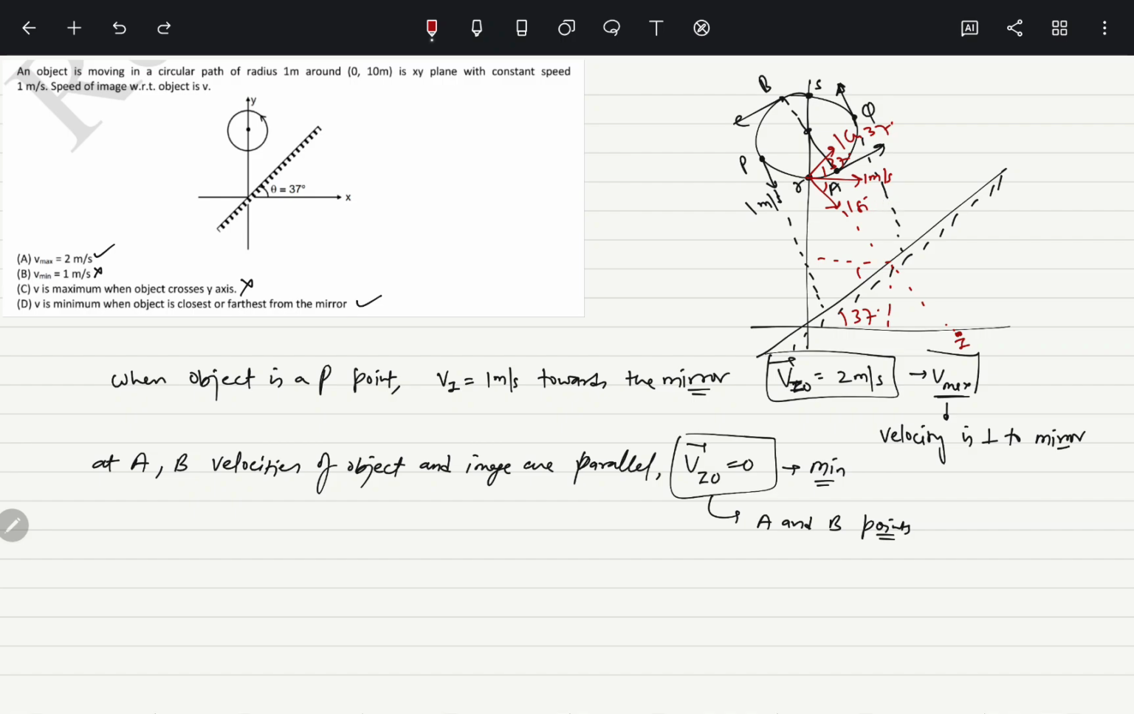I'll draw the diagram separately because it will be mixing up. So if you see point R, one velocity is this one, the resultant of 1 meter per second, and this is the perpendicular one. This angle is 37, so this will be 1 cos 37, which is 4 by 5, and this will be 1 sin 37, which is 3 by 5. In the same way, you can calculate the velocity of the image, one component perpendicular to the mirror and one parallel to the mirror, and then calculate the resultant. That will also come as 1 meter per second. So this is a way of solving this question. I hope you understood. Thank you.